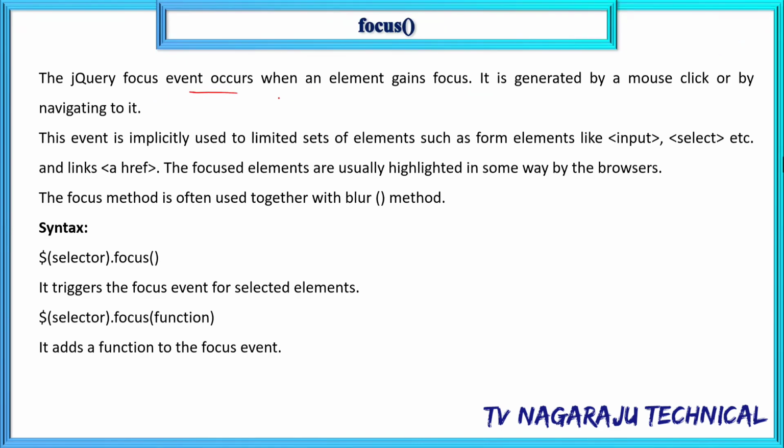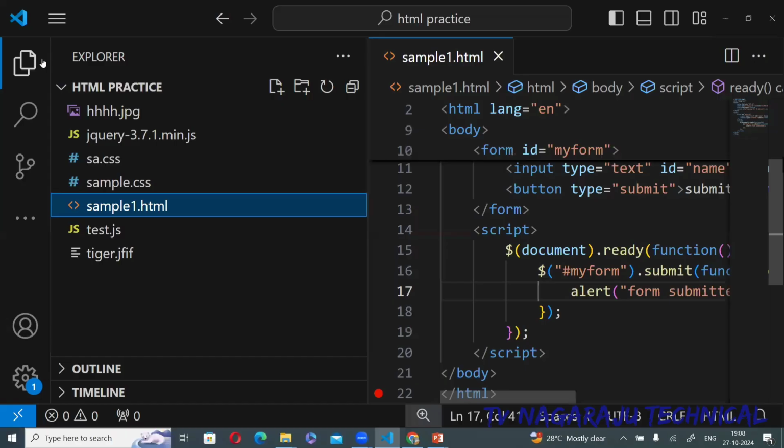Now move to the next form event, that is focus. This focus event occurs when an element gains focus. Gaining focus means, for example, you click with the mouse or place the mouse on a particular element. Generally, the focus event is used to change colors, or whatever you want. This event is implicitly used with form elements like input, select, links, and so on. At the same time, focus is used together with blur also, whether it is focused or blurred. Now, the syntax is as usual. Let me show you the example.